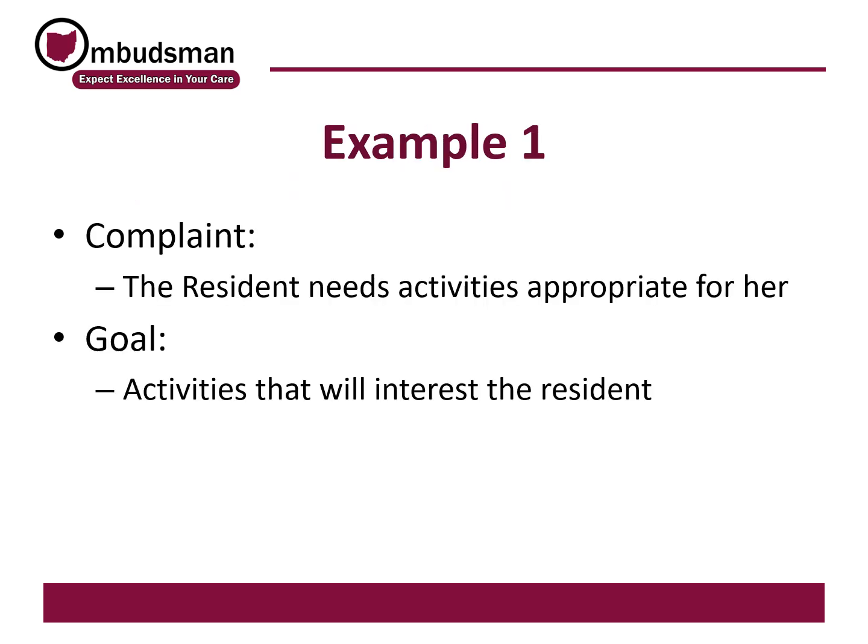Here's example 1. The complaint is, the resident needs activities appropriate for her, and the goal is to find some activities that will interest the resident. So is this a good complaint statement? Is the goal measurable or achievable? What questions could we ask to determine what activities are appropriate?